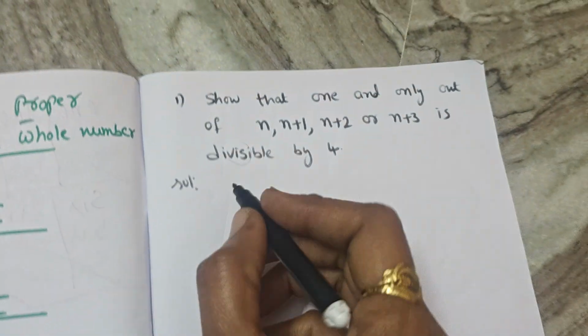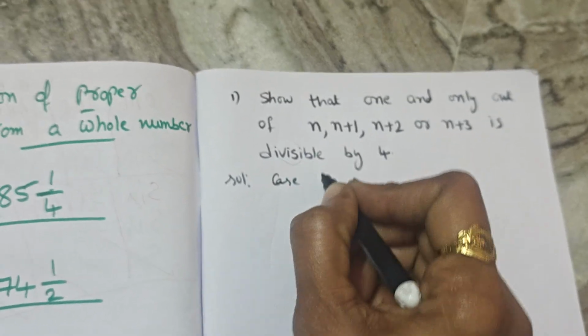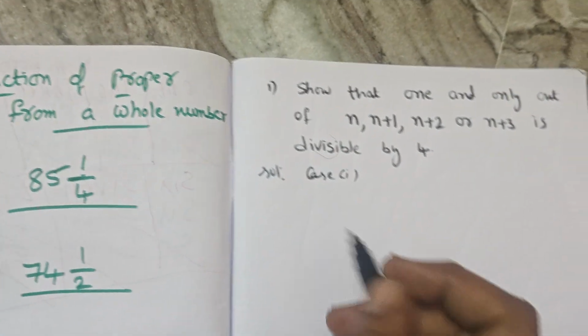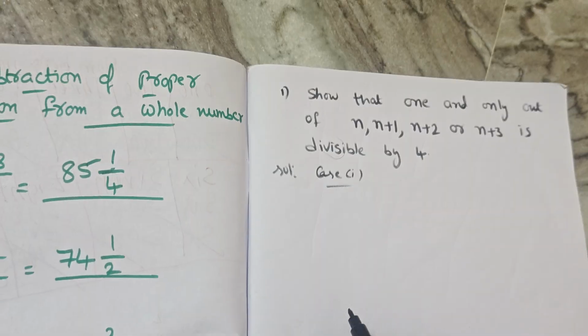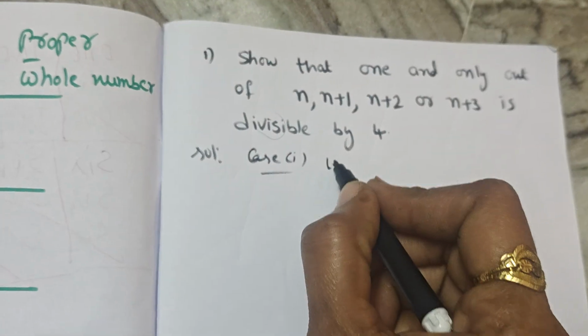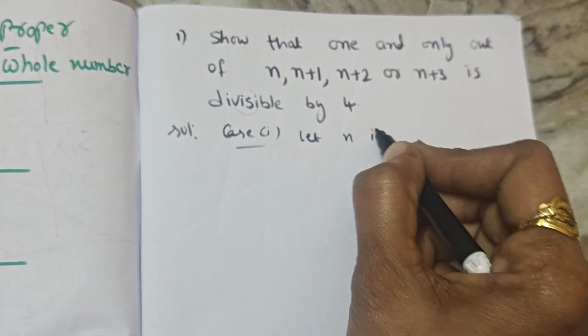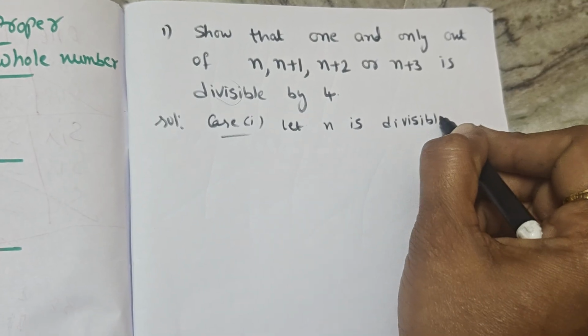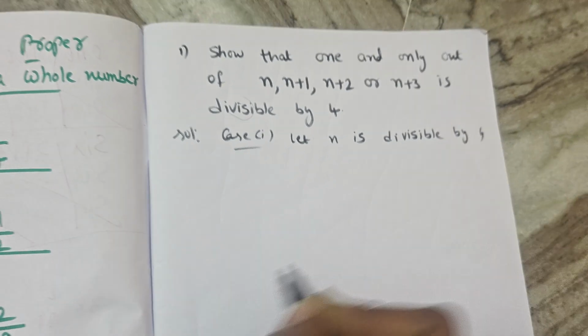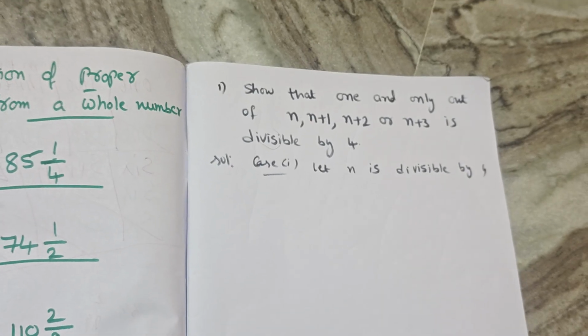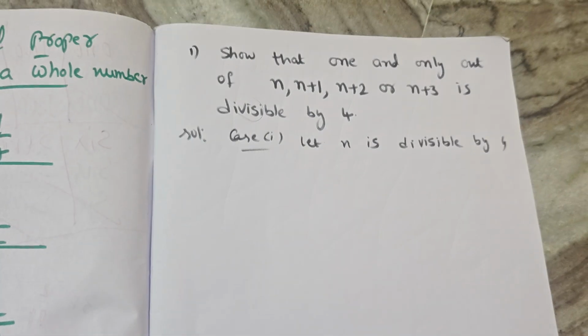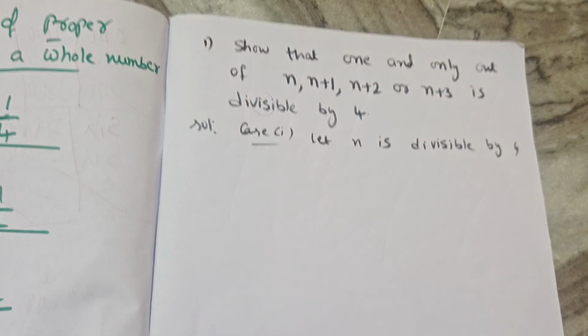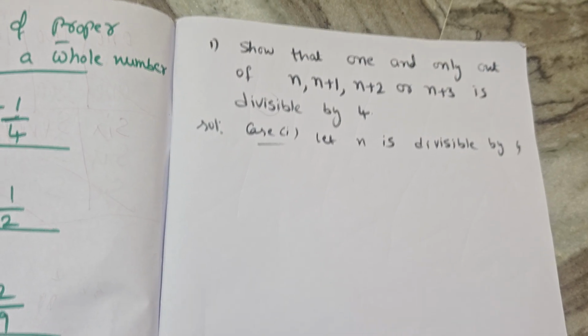Case 1. In case 1, what will we take? Let n be divisible by 4. So what do we have to show? If n is divisible by 4, we have to show n plus 1, n plus 2 and n plus 3 are not divisible by 4.